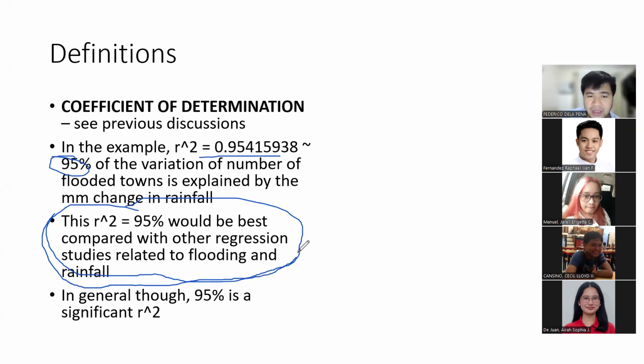Normally, if you want to use this value, you would want to compare it with other studies related to flooding and rainfall. From here, you can see how well your model is performing compared to other flood and rainfall regression models. So if your R squared is 95%, that's a really good value. You can easily have your bragging rights, academically speaking.